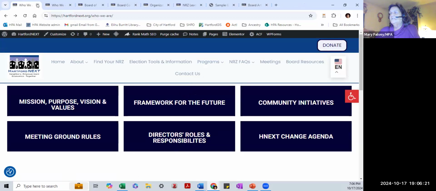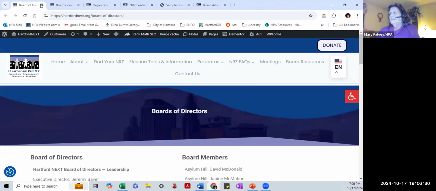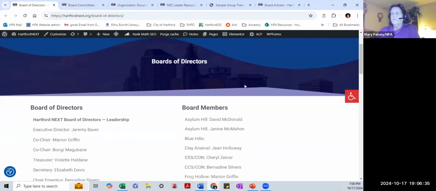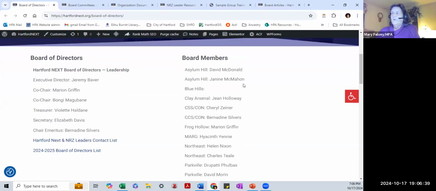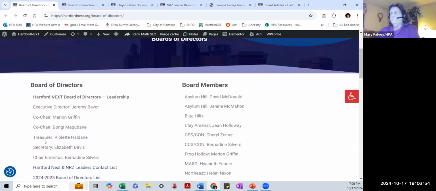We have a section about who we are. Here we go. We have a section for the board of directors. So if you're looking up to see who's on the board, this is where you go. We also have, again for download, the NRZ leaders contact list and Hartford Next, as well as whatever the most current directors board list is, will be there for you.